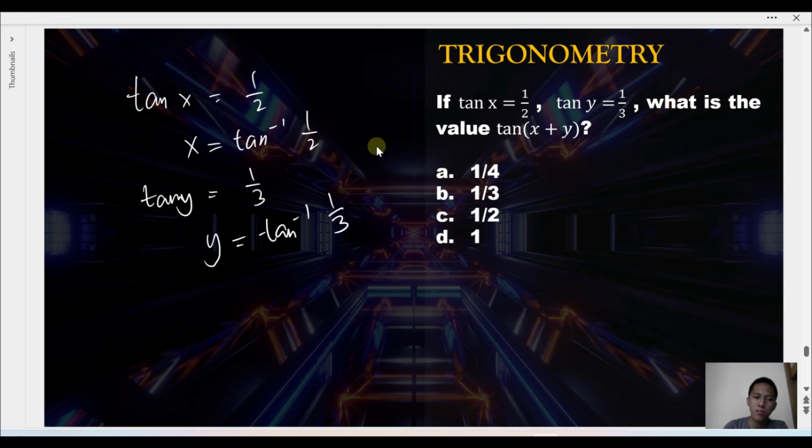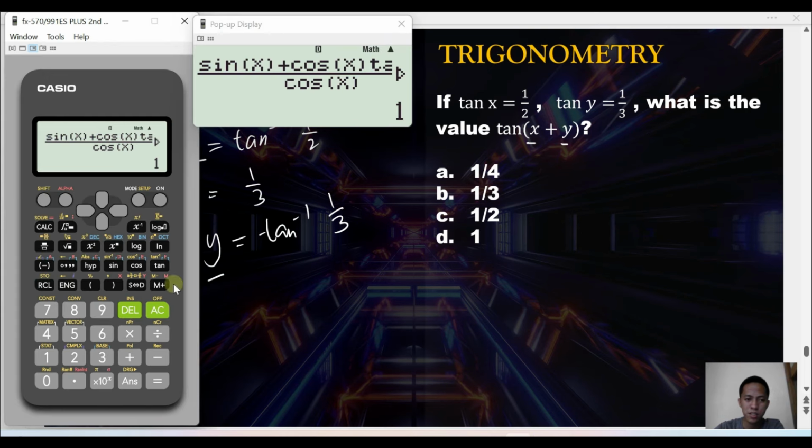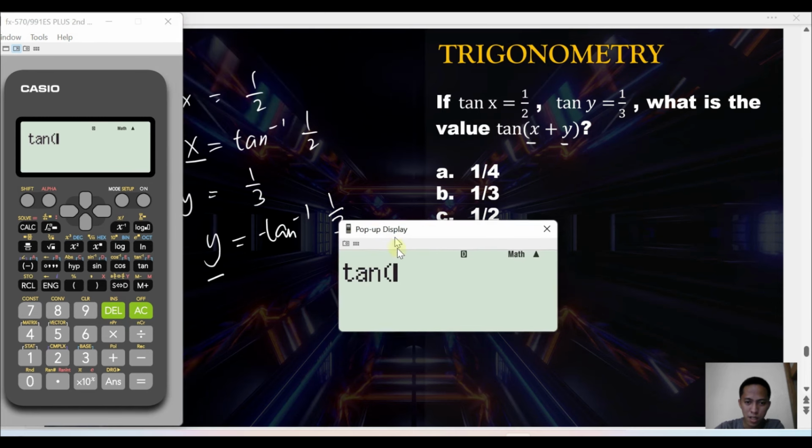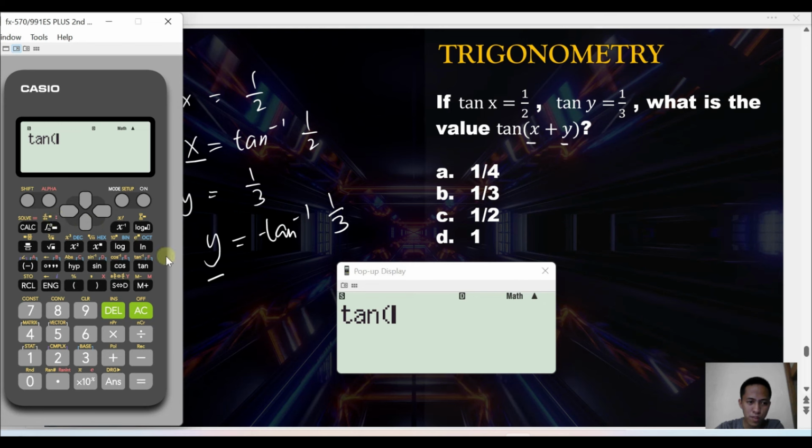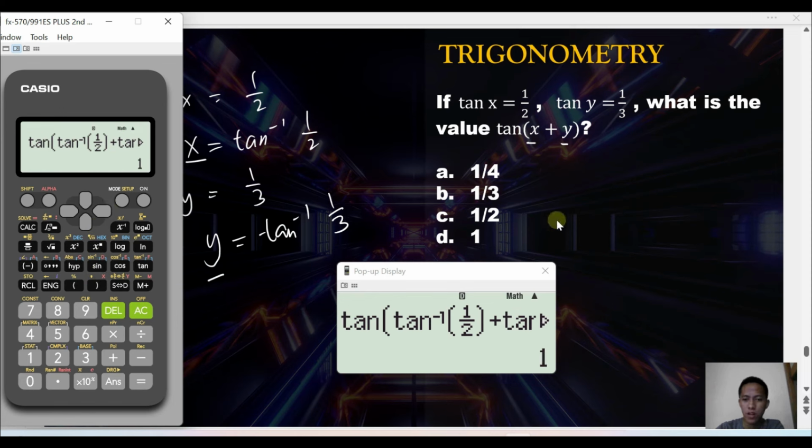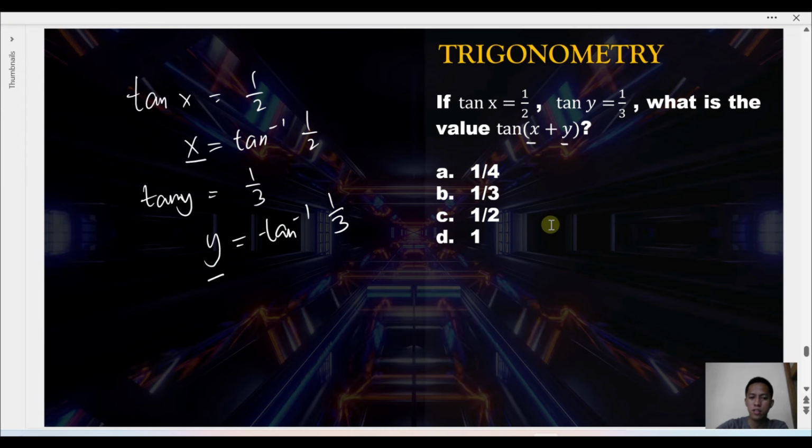So ganun lang yung gagamitin natin guys. So substitute x and y dito. So that is tangent of x plus y. Ano yung x natin? X natin is inverse tan, so shift tan, and that is 1/2. Then plus y, which is arctan 1/3, so that is shift tan 1/3. Ayan. So equals lang. That will give you 1. So therefore, the answer is letter D.